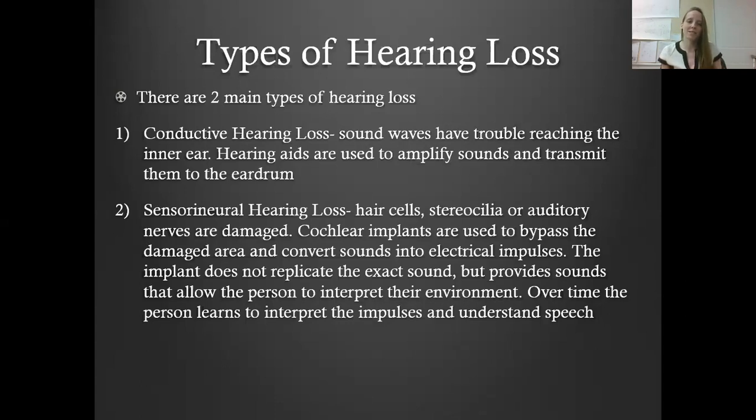But then there's also sensorineural hearing loss, which is where the hair cells, the stereocilia, or the auditory nerves are damaged. In that case, you actually need cochlear implants in order to bypass that damaged area and convert sound waves into electrical impulses. The cochlear implant doesn't actually replicate the exact sound, but it does provide sounds that allow the person to interpret their environment. And over time, the person can learn to interpret those impulses to actually understand speech.